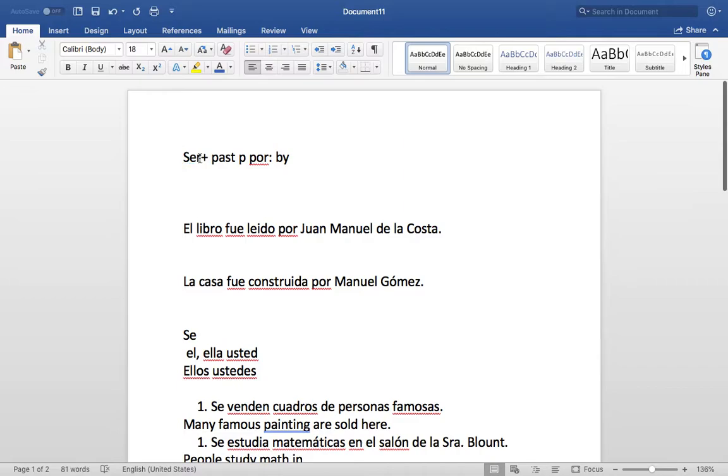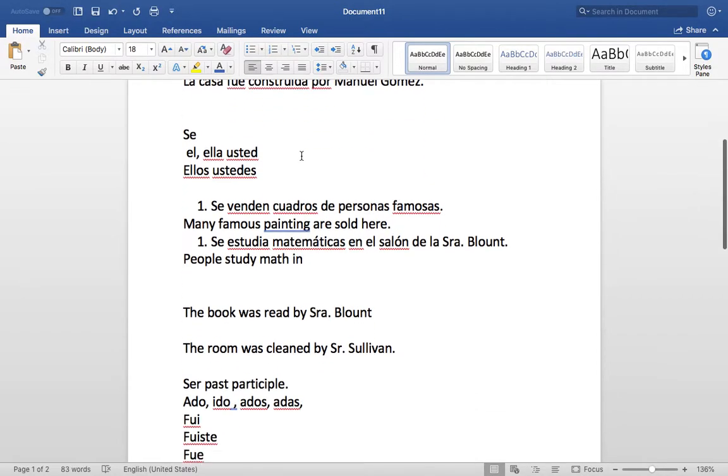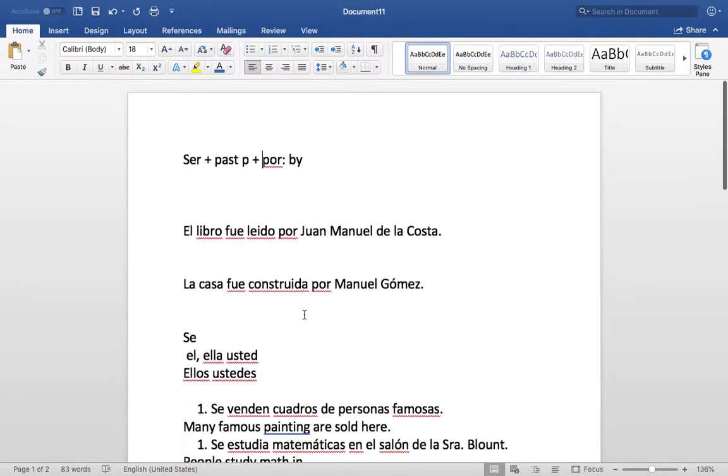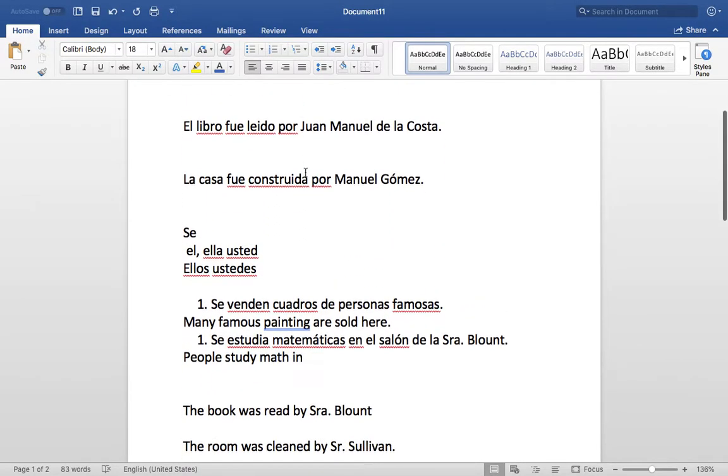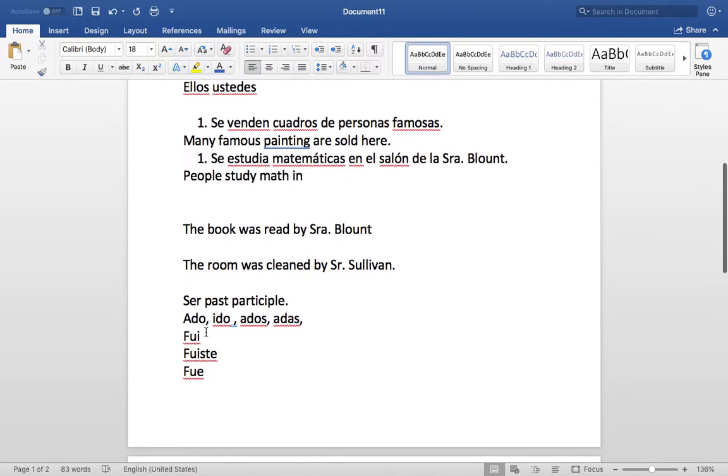You have to use the verb ser, all right? You have to use pasado participio, and you must use por. What is por? Por in that case means by. This by we have right here, see? Now, be careful because this past participio has to agree in number and gender. So you have to end in ado, ados, ada, adas, ido, idos, ida, or idas, okay? In this case, yes, it has to agree in number and gender.